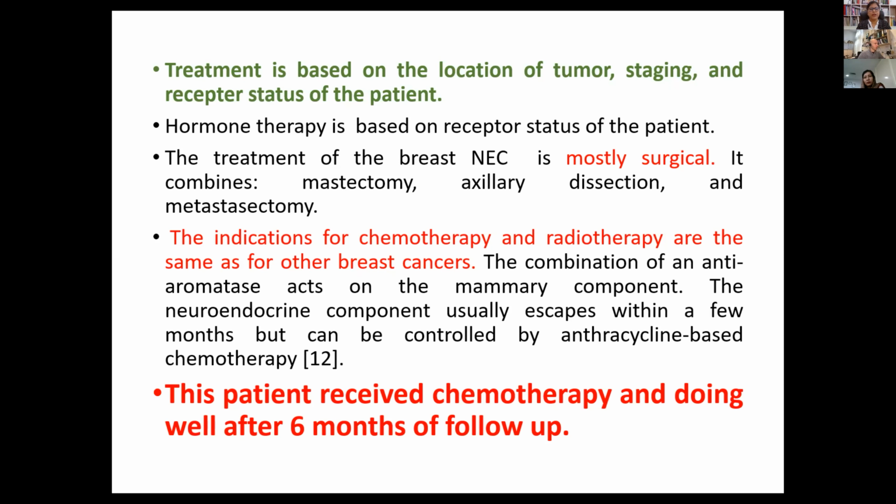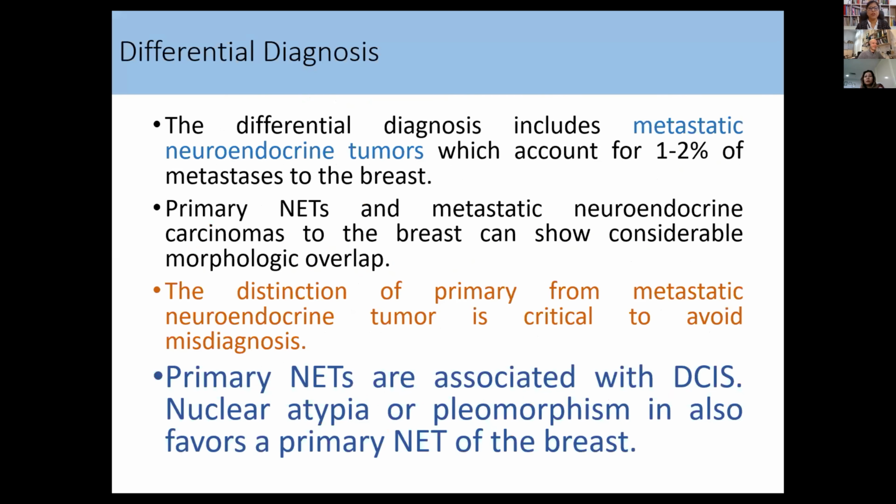The indications for chemotherapy and radiotherapy are the same as for other breast cancers. This patient received chemotherapy and is doing well after 6 months of follow-up. The commonest differential diagnosis is metastatic neuroendocrine carcinoma, which accounts for 1 to 2% of metastases to the breast. The distinction of primary from metastatic neuroendocrine tumor is critical to avoid misdiagnosis.